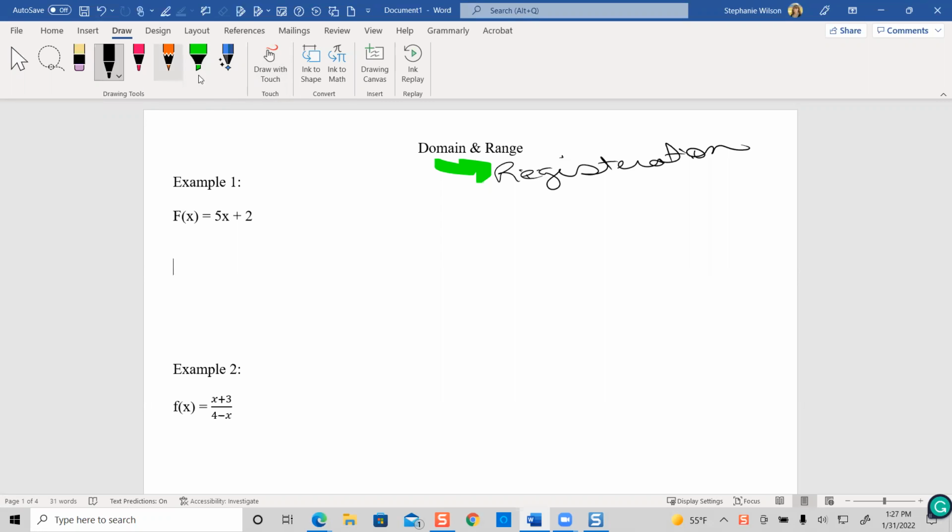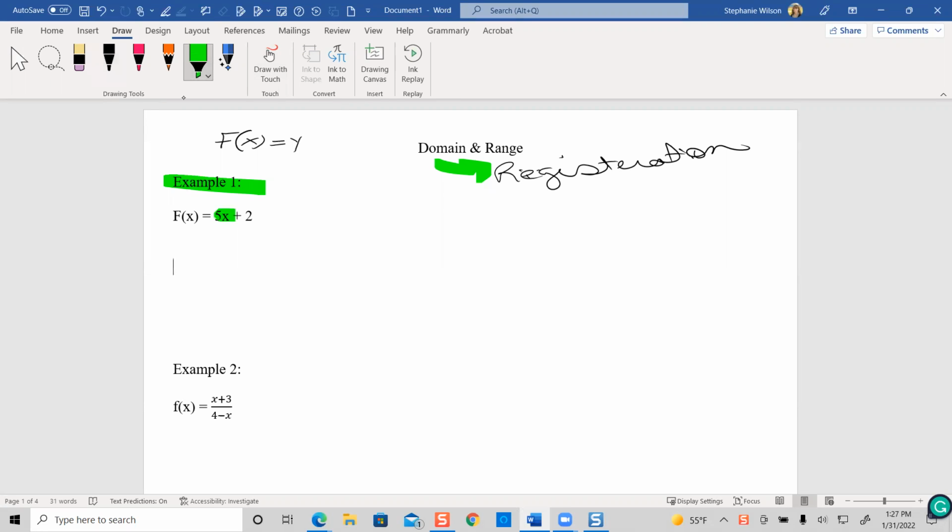So let's look at example one right here, the first one we got. We have a function called f, and f of x is equal to 5x plus 2. And let's just talk a second about functions. A function could be called f, h, j, k, whatever it may be. It's going to be of x, and it's always going to equal y, right? So that's a function.